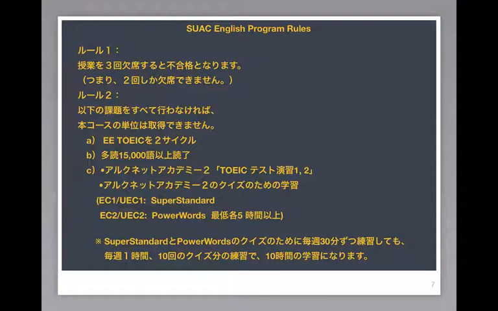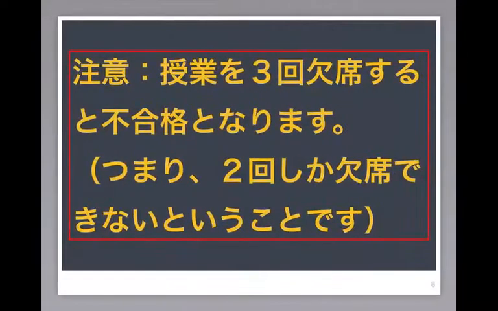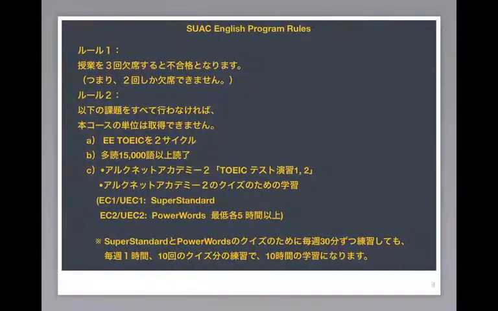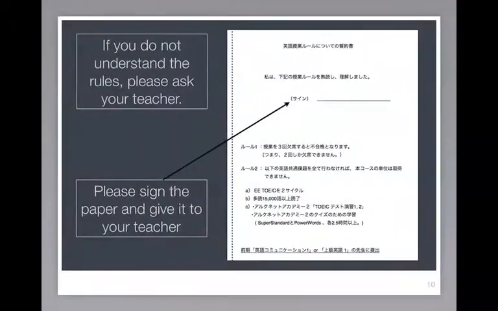Look through it carefully and make sure you understand what you have to do to pass your courses and for success in your courses. We'll say it again. If you're absent 3 times, you cannot get credit for your English course. Look through it carefully and ask questions. If you don't understand, ask your teacher, but when you understand, please sign this paper and give it to your teacher so your teacher knows that you know the rules.